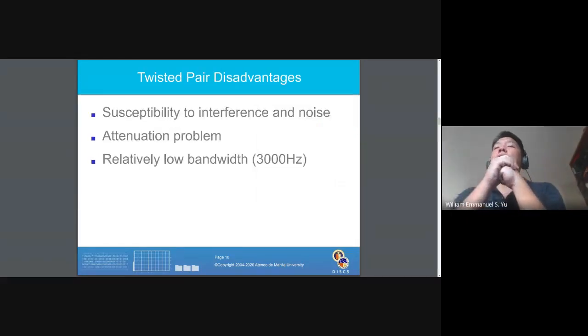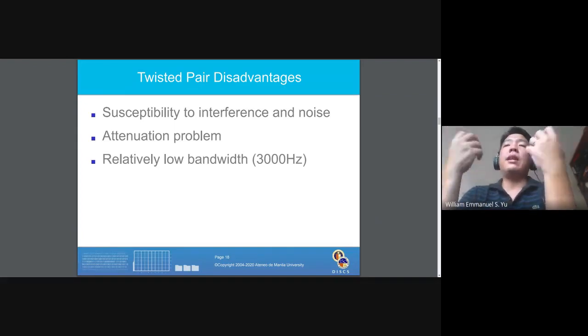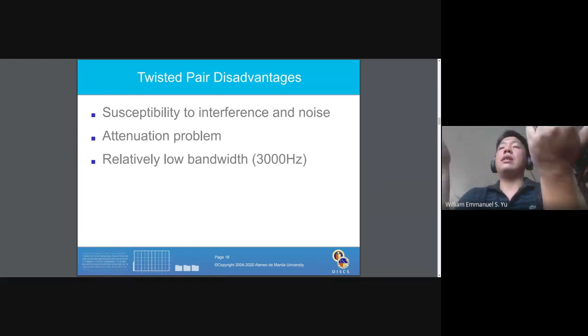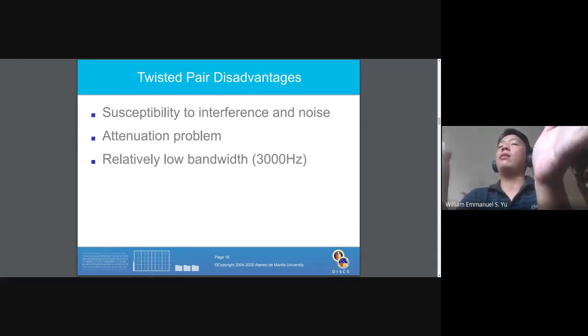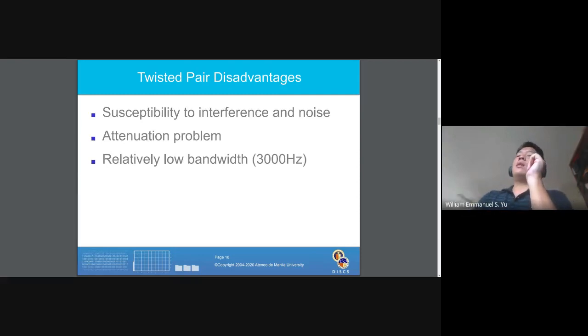Now, twisted pair cables, the disadvantage is, of course, susceptibility to noise and interference. There just so happens to be a lot more electromagnetic noise sources than optical noise sources. Then you have the attenuation problem. Since the copper or the material inside the wire has internal resistance, you normally have a maximum range. The general range for UTP cables is 100 meters, right? So anything more than 100 meters, the signal will degrade.